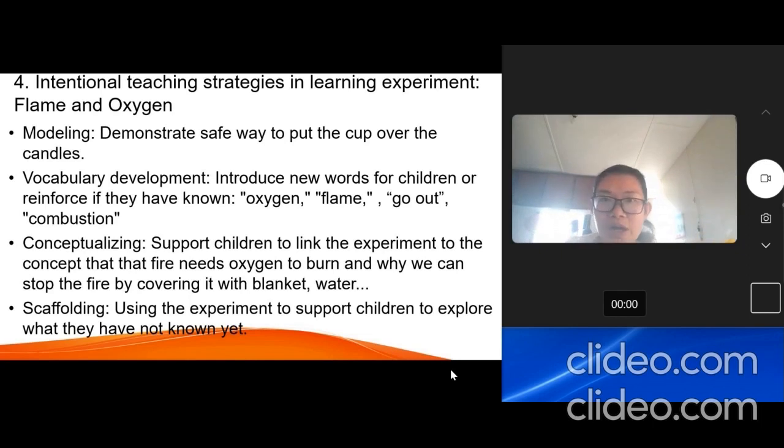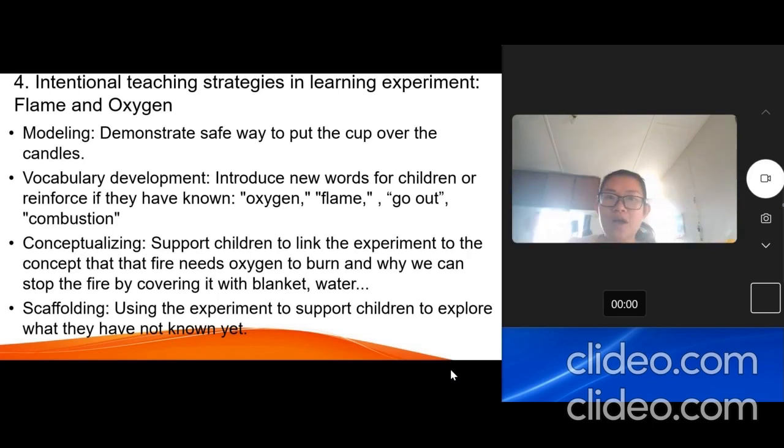Another strategy is vocabulary development. I know some students already know the words oxygen and flame, but for some others they are brand new. So I introduce the new words, and I also reinforce them for children who already know oxygen and flame. The next intentional teaching strategy is conceptualizing.